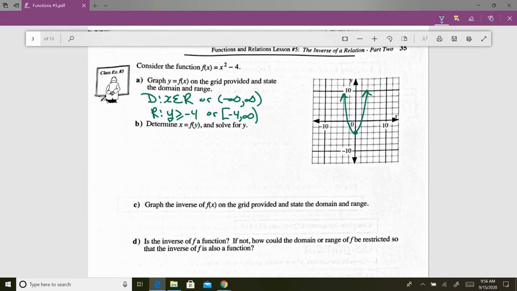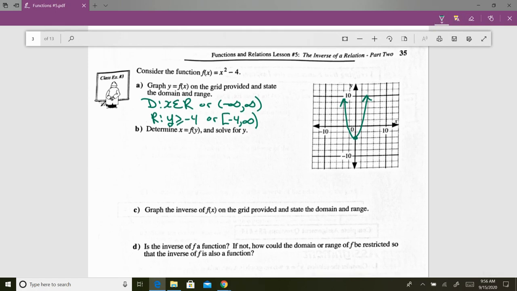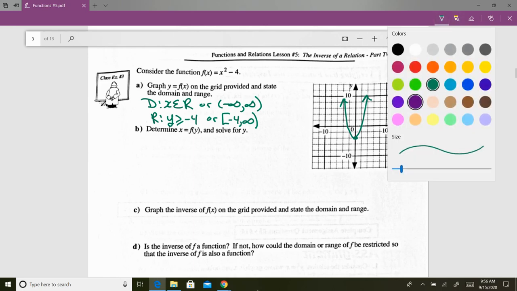All right. B says determine x is equal to f of y. What are they asking for? The inverse, because x is equal to f of y is the inverse. Okay, so we've got to find the inverse equation. How do you find the inverse equation? What's the first step?